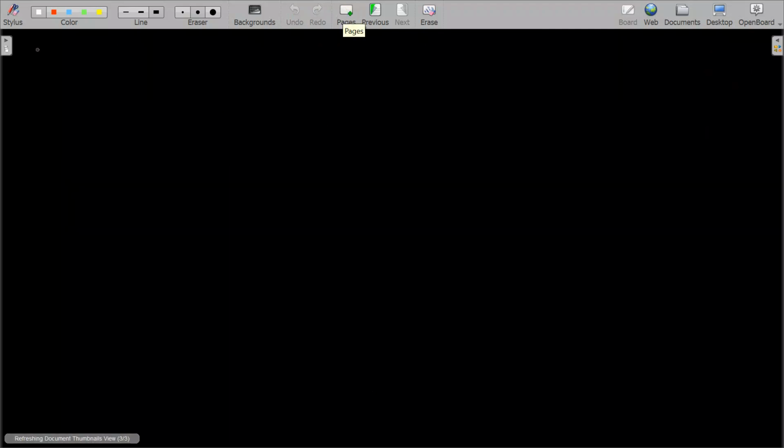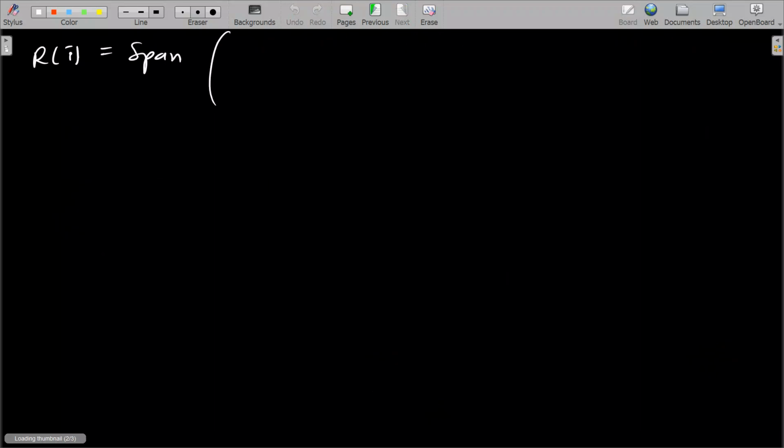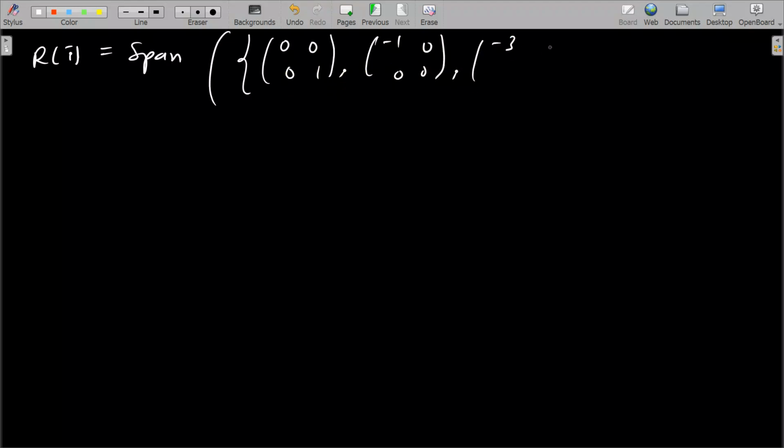Now let me go ahead. So it means that my range of t is equal to a span of the t of these things that we got. Okay, it's going to be the span of the set t of 1, t of x, t of x squared. t of 1 gave us this, t of x gave us that, and t of x squared gave us that. So you're going to have the span of the set 0, 0, 0, 1. This is a vector in that. Negative 1, 0, 0, 0. Negative 3, 0, 0, 0.